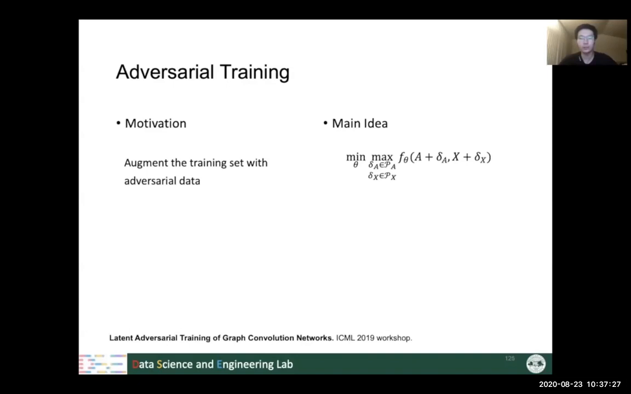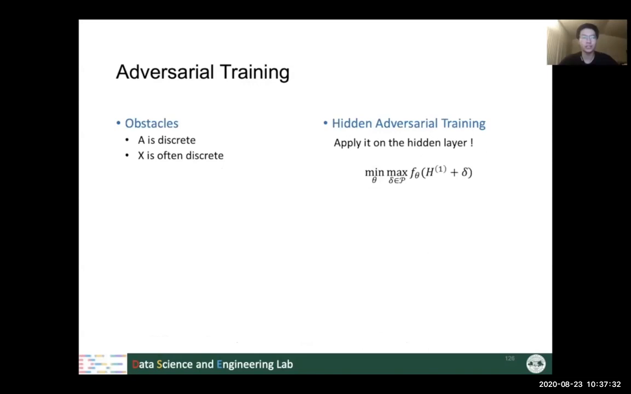However, there are still some obstacles. The graph adjacency matrix is discrete, and often the feature matrix is also discrete. So directly applying gradient ascent or descent to optimize this problem is not applicable. So one solution is to use hidden adversarial training. Specifically, we can apply adversarial training on the hidden layer. Since the hidden representations are continuous, we won't have the discrete issue anymore.